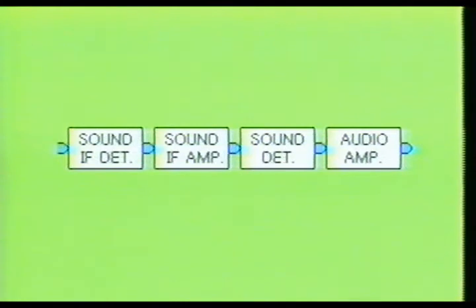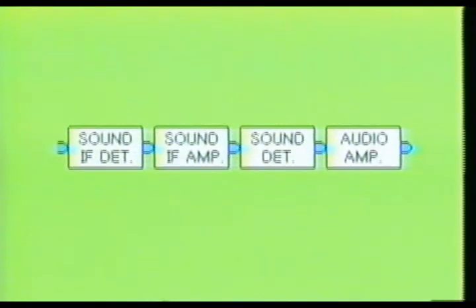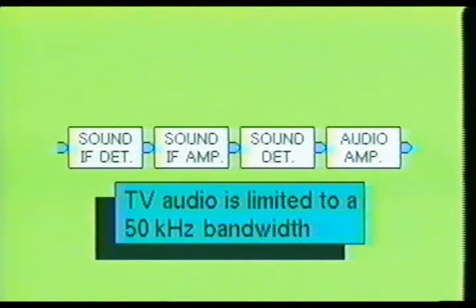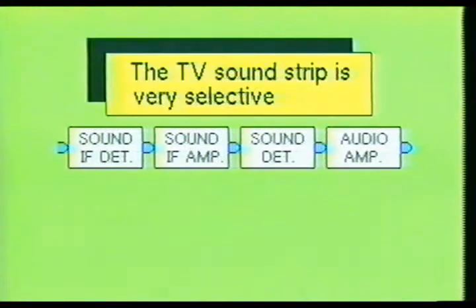Even though the audio stages in the television receiver are very similar to those found in an FM radio, there are some differences. For example, the FM bandwidth allowed for audio information in the television receiver is only 50 kHz as opposed to the 150 kHz allowed for a commercial FM radio station. The television sound system also has an advantage of being tuned to only one frequency.